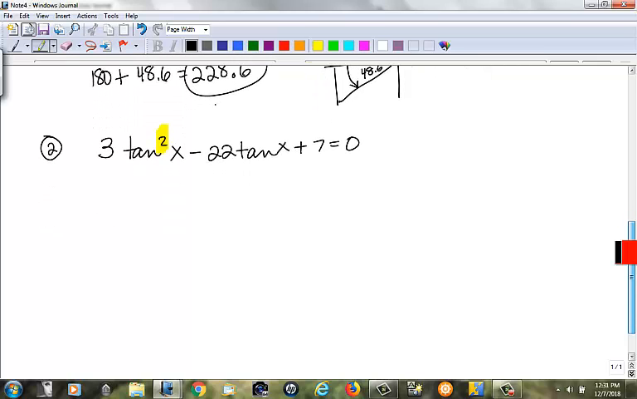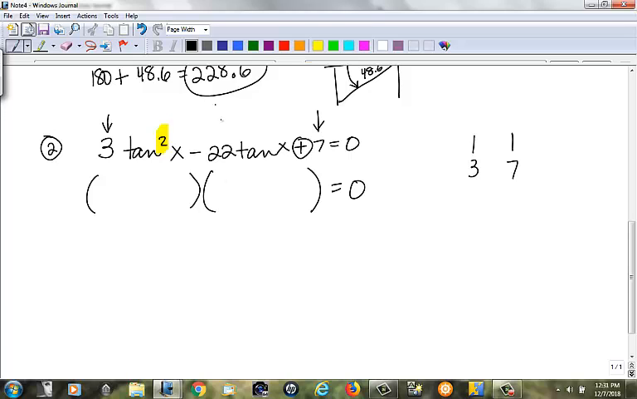Okay, so if I was doing this factoring, it's already in standard form equal to 0. There's nothing in common, so then I'm going to go to 2 sets of parentheses. From algebra 2, if you remember, we need 2 numbers that multiply together to give you 3. Our only choices are 1 and 3. 2 numbers that multiply together to give you 7, and that's 1 and 7. And they have to add together to give you the 22. So it's got to be the 3 times the 7 and the 1 times the 1.